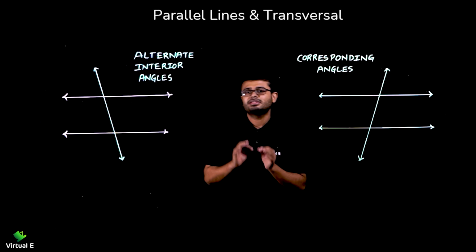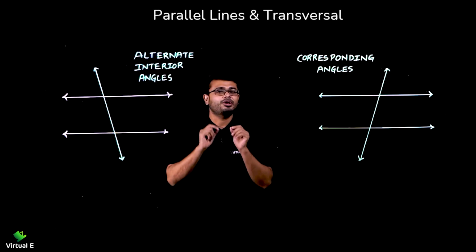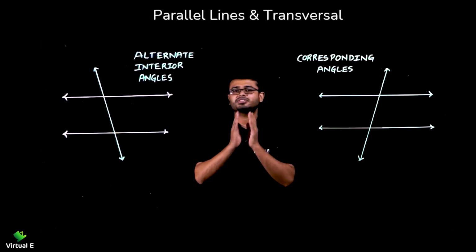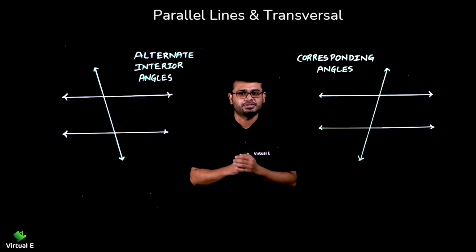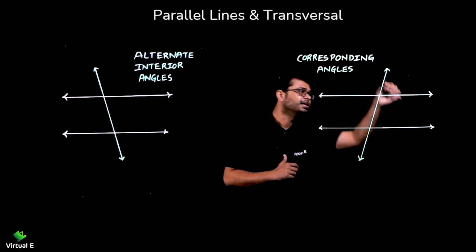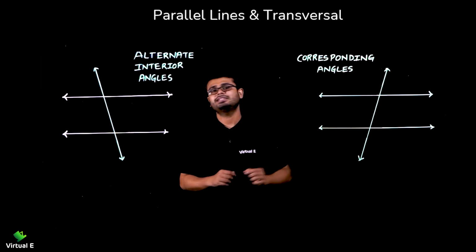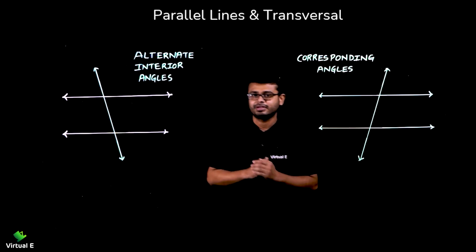So far we learned about the intersecting lines and non-intersecting lines, right? Now let's talk about the parallel line. We know about this transversal, right? You have two parallel lines and this line is called the transversal. We know that very well.